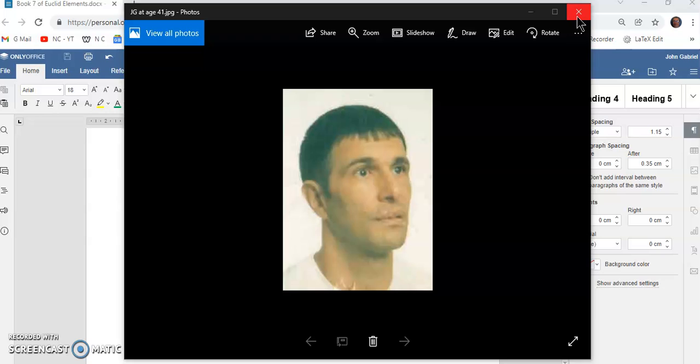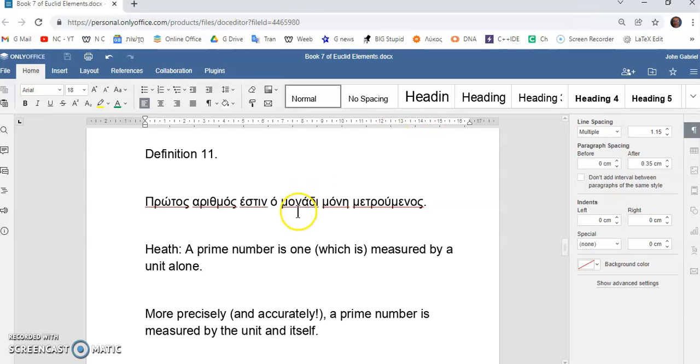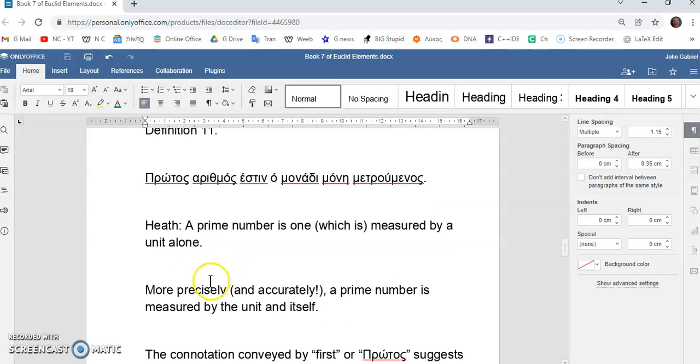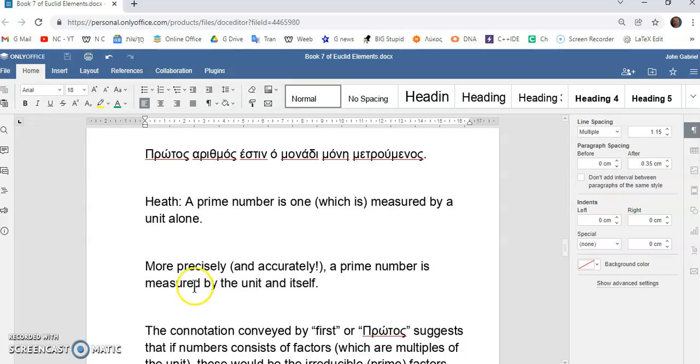So I'm going to be continuing with definitions 11 through 15 of book 7 in Euclid's Elements. So let's begin. Now, definition 11 is about a prime number. What is a prime number? Okay. So Heath says a prime number is one that is measured by a unit alone. That's not actually true. A prime number is measured by the unit and itself. Okay, that's the correct thing.